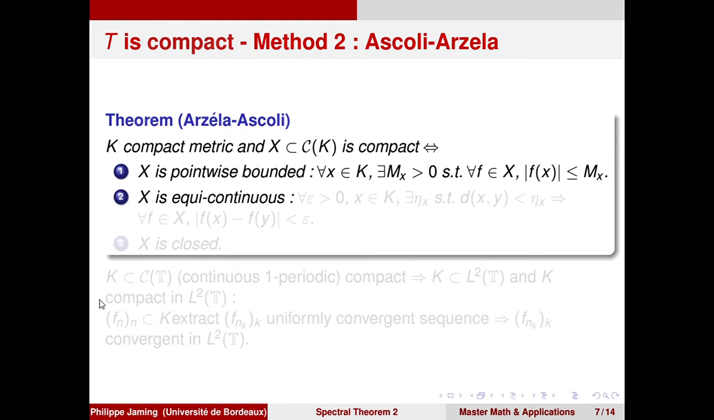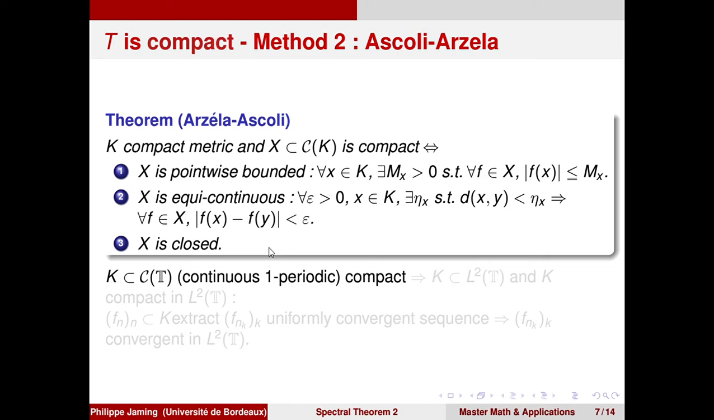X is equicontinuous, that is, you write the continuity of a function, that is, there exists for every epsilon and every x, there exists an eta, which depends on x, such that the distance from x to y less than this eta implies that mod f of x minus f of y is less than epsilon. Now, equicontinuity means that this eta doesn't depend on the f. And the last property is that X has to be closed. So if you remove that, you just say that the closure of X is compact if and only if the two first properties are satisfied.